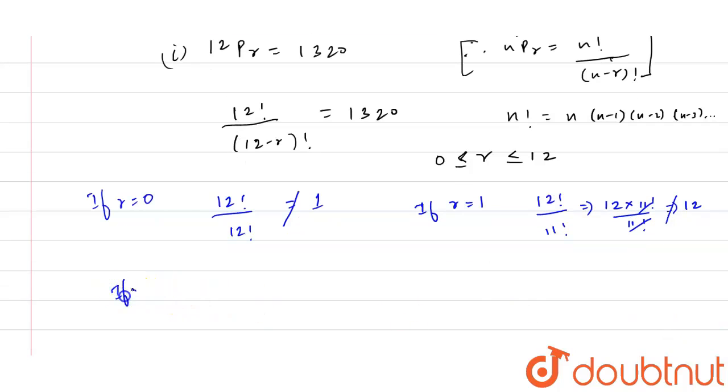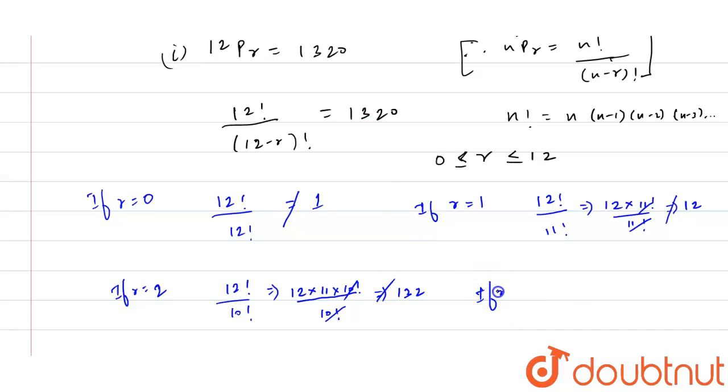Similarly, if we put r equal to 2, we get 12 factorial divided by (12 minus 2) factorial, that is 10 factorial, which equals 12 multiplied by 11 multiplied by 10 factorial divided by 10 factorial. These two terms cancel out, we get 132. We want 1320, so r is not equal to 2 also.